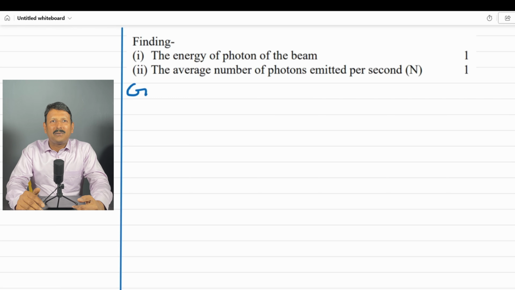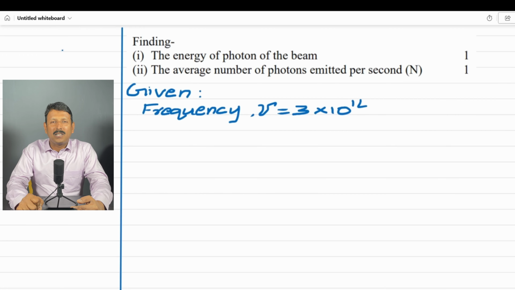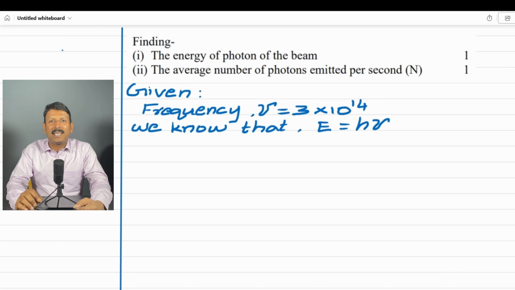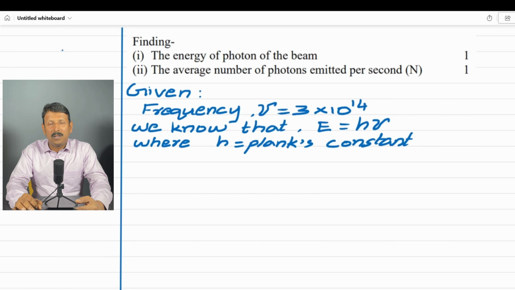What we want to do is find number 1, the energy of the photon, and number 2, the average number of photons emitted per second. Let's start with the given data. Here the frequency is given, nu is equal to 3 into 10 raised to 14 Hertz. And we know one relation for the energy: E is equal to h nu, where h is Planck's constant. Even if you have not memorized that value, no problem. This data will be given in the first page of the question paper.